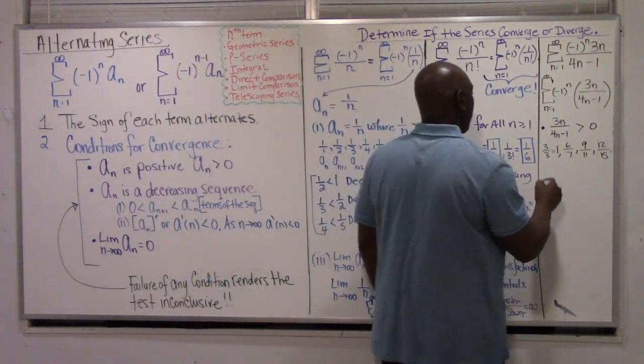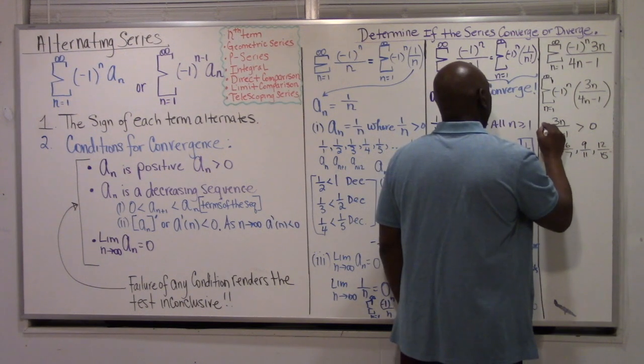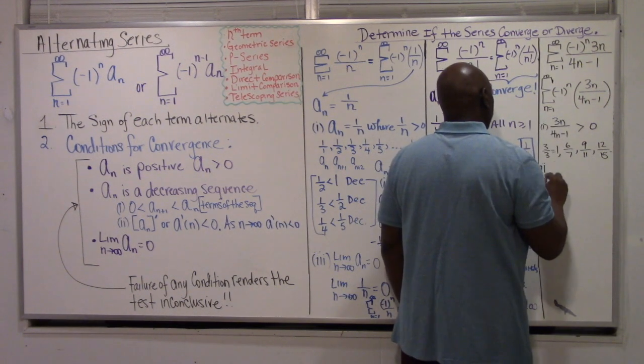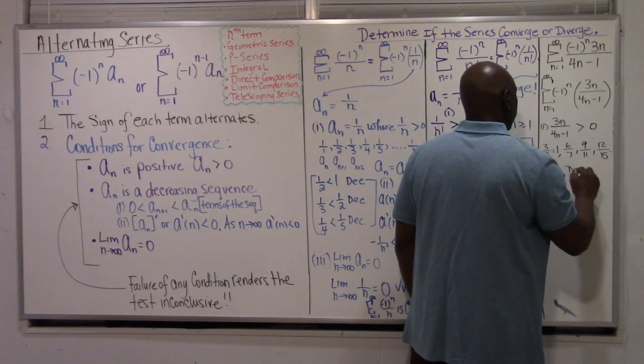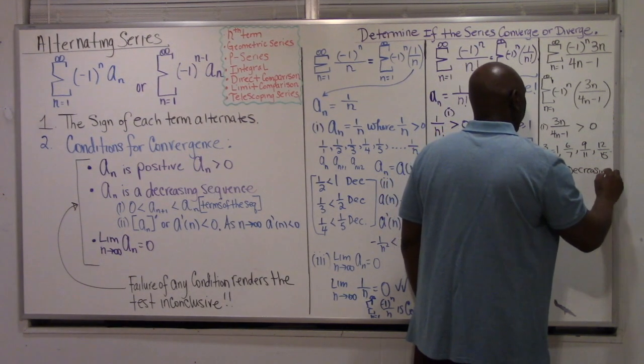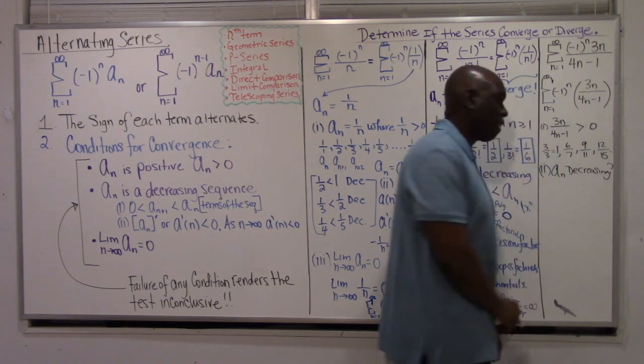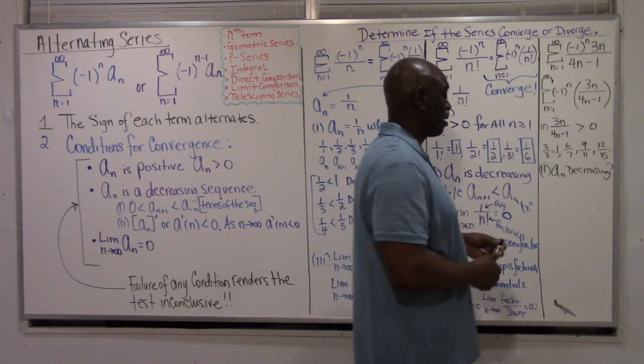All right. So condition 1 is met. Condition 2. Is a sub n decreasing? That's the question. Well, let's take a look at it. Let's look at our numbers.